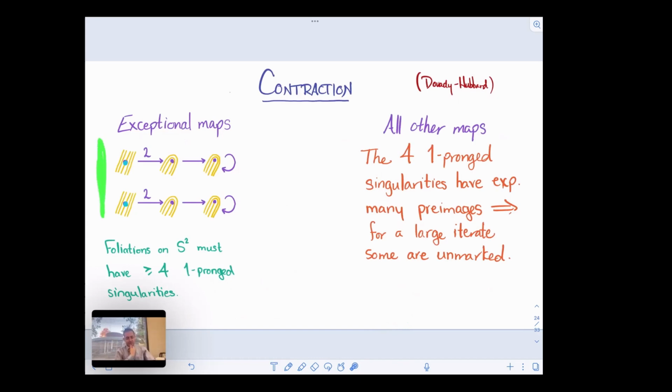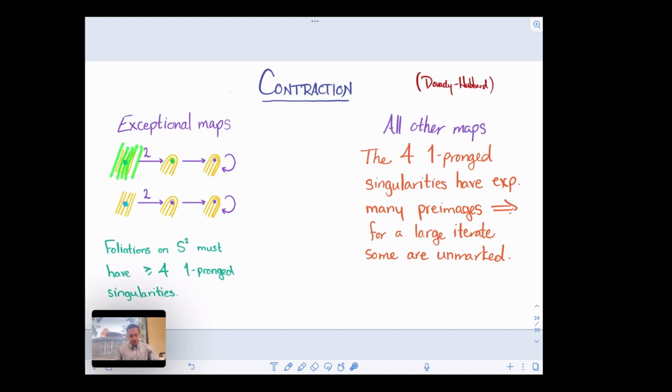Ubertheorem. So there is this one kind of map, the exceptional maps, the quotients of the torus by the hyperelliptic involution, where this never happens. Here's the portrait. You have critical points that map with degree 2 to post-critical points, which then map to other post-critical points, which then map to themselves, and all these other arrows are degree 1. And so your Teichmüller map on the sphere has to have at least 4 one-pronged singularities. So you put them at these 4 points, and you keep taking pre-images, and no matter how many pre-images you take, all you get are these 6 points.